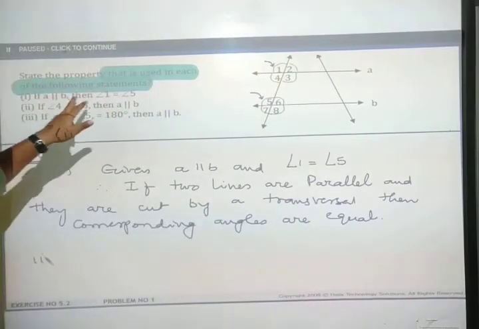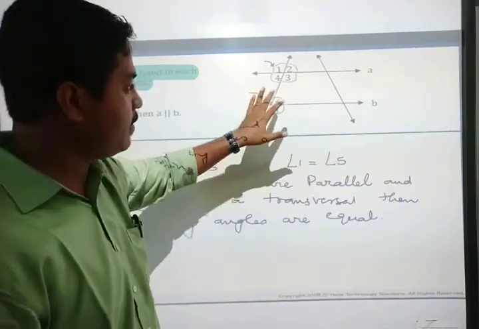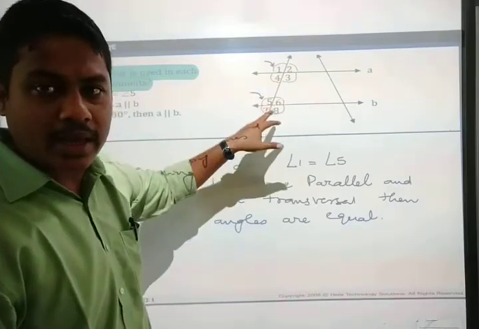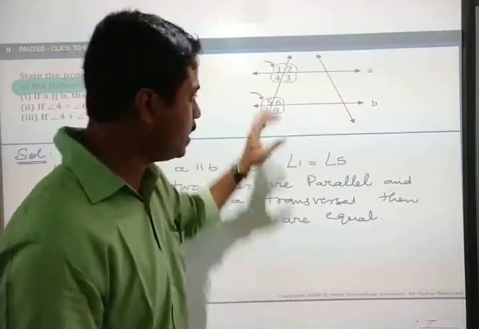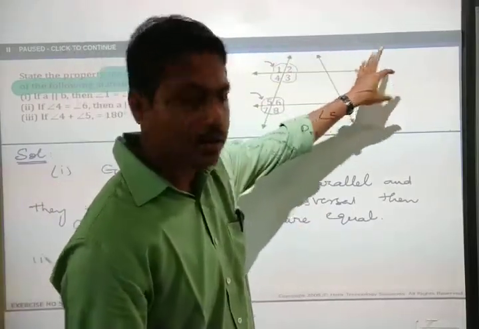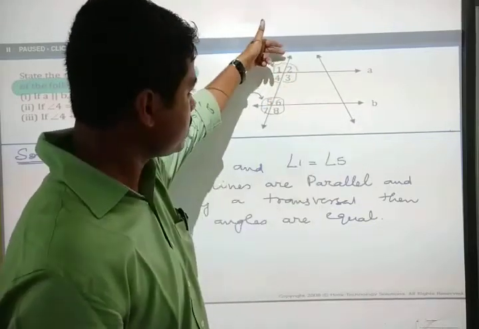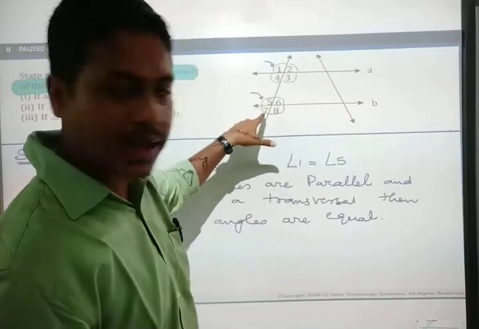If A is parallel to B, then angle 1 is equal to angle 5. This is the diagram. It is given that angle 1 is equal to angle 5. So angle 1 and angle 5, if we consider, these are the corresponding angles. These two lines are parallel. This is a transversal and this is also a transversal. So this transversal is making angles 1, 4, 2, 3, 5, 6, 7, 8.